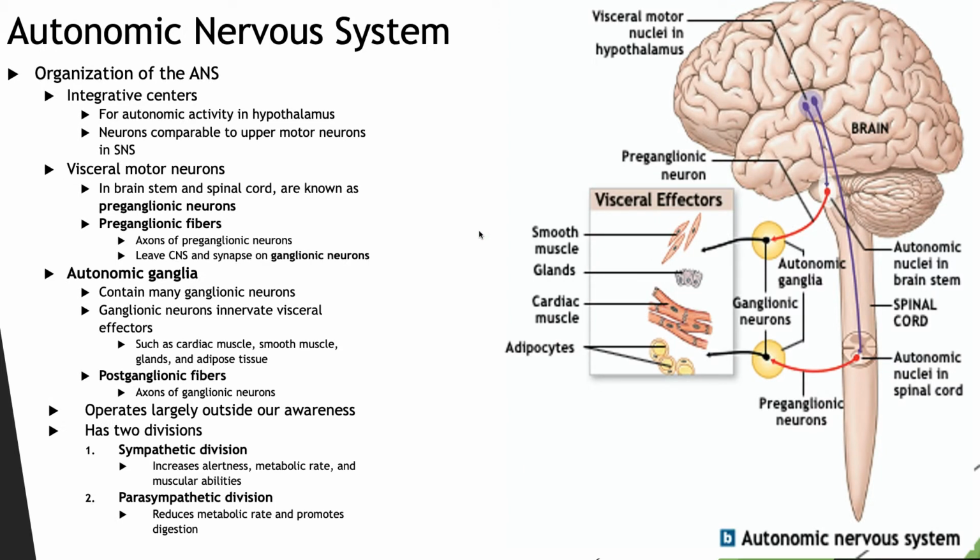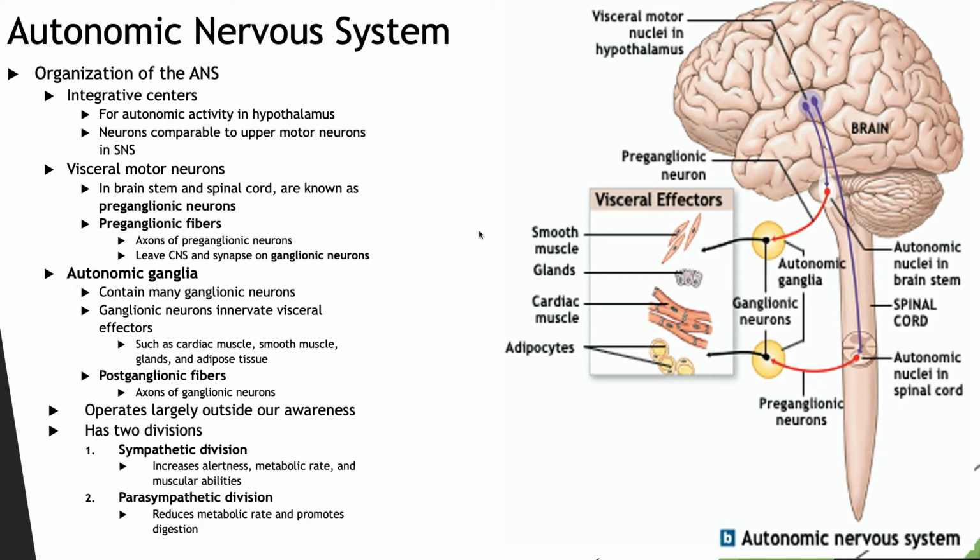The figure on the previous slide compares the organization of the somatic and the autonomic nervous systems. Both are efferent divisions that carry motor commands. The SNS controls skeletal muscles, and the ANS controls visceral effectors such as smooth muscle, glands, cardiac muscle, and adipocytes. The primary structural difference is that in the SNS, motor neurons of the central nervous system exert direct control over skeletal muscles. In the ANS, by contrast, motor neurons of the central nervous system synapse on visceral motor neurons in the autonomic ganglia, and these ganglionic neurons control visceral effectors. The hypothalamus contains the integrative centers for autonomic activity, and the neurons in these centers are comparable to the upper motor neurons in the SNS.